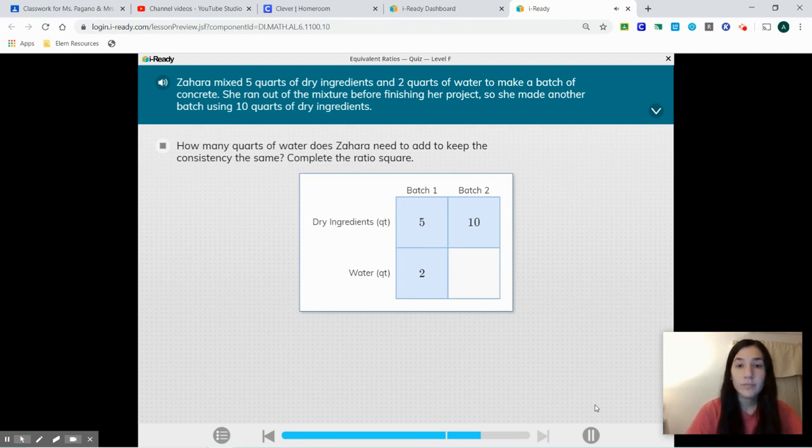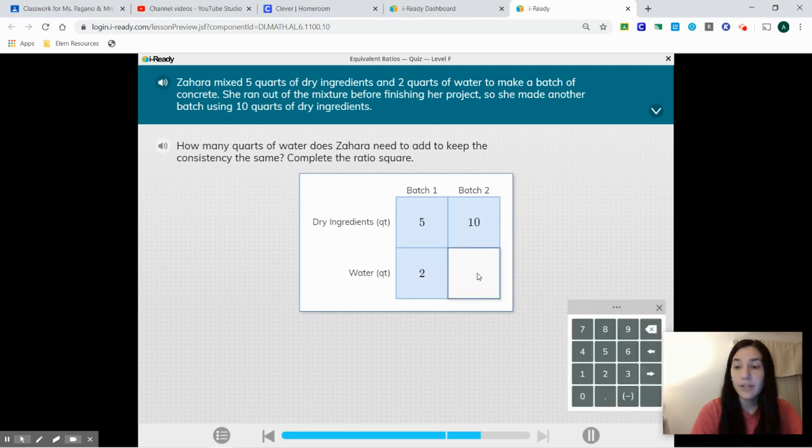Complete the ratio square. Okay, so dry ingredients right here, we see that we're doubling it. So 2 times 2 will give us 4.